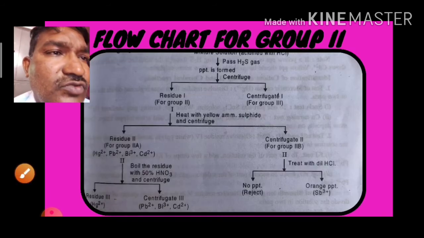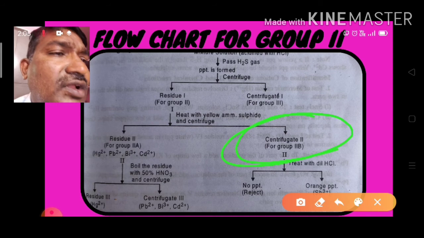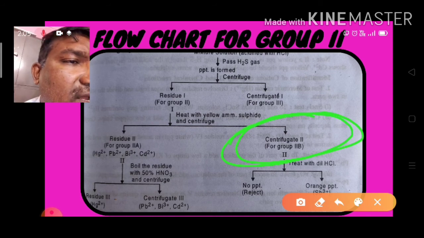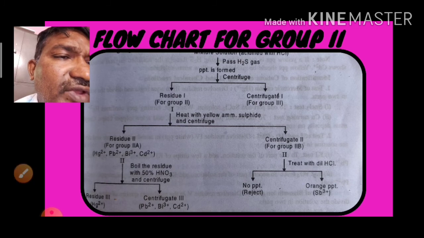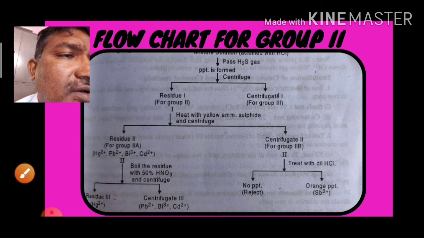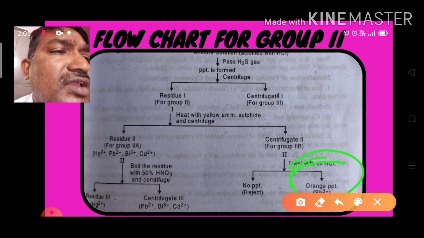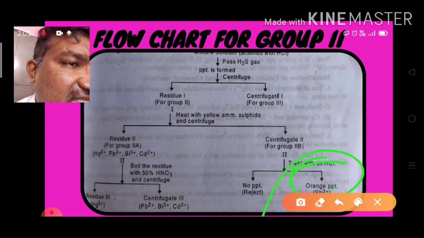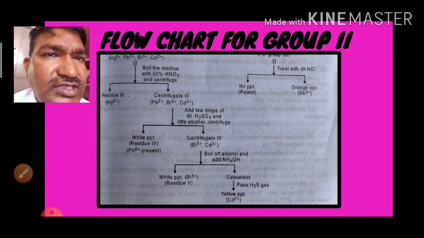Again we move to the first start. Look here, if the precipitate dissolves in the yellow ammonium sulfide solution, then we have to take the clear solution and treat it with dilute acid. That means you have to add the HCl solution. If we don't get any precipitate, we have to reject that one, and if antimony Sb+3 ions are present, then we get an orange color precipitate due to the addition of HCl here. Okay? That's all for the second group cations.